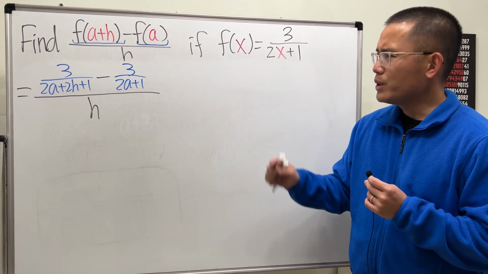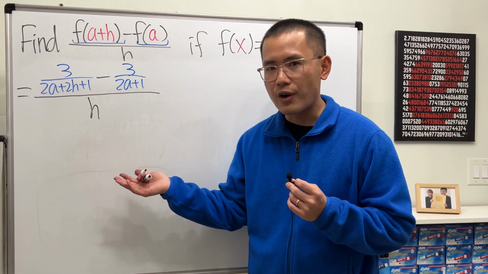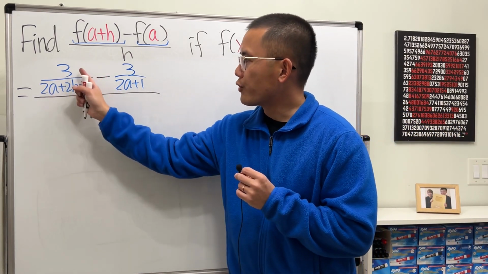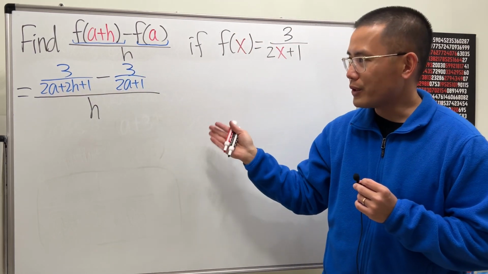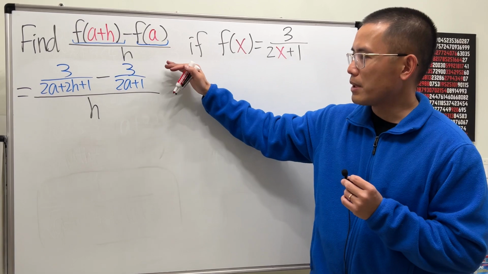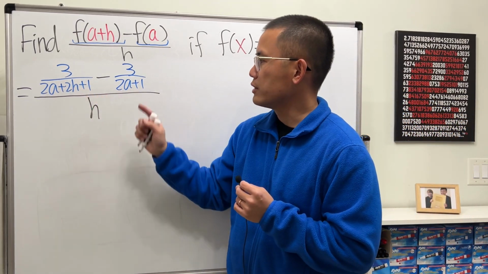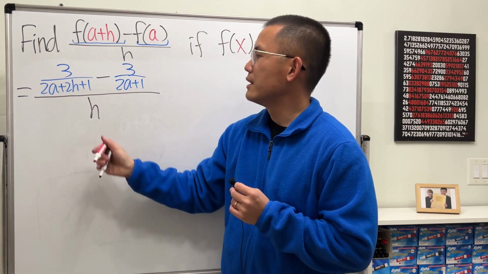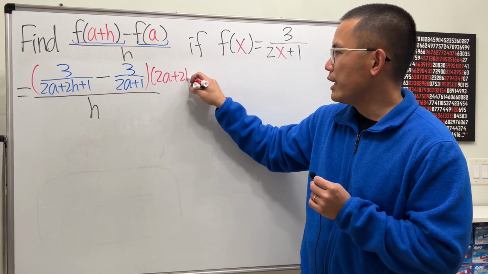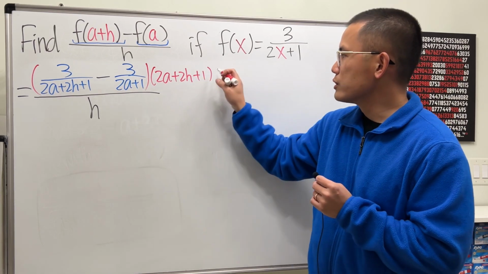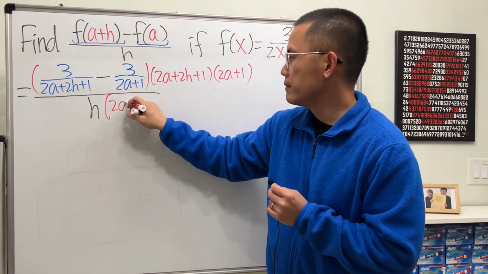Now, how are we going to take care of this though? Well, here we have a complex fraction or a compound fraction, meaning that we have one little fraction, two little fractions inside of a big one. So in this case, I would recommend you guys to multiply the top and bottom by the least common multiple of the small fractions, which is just this times that. So multiply the top by 2a plus 2h plus 1, and then also the 2a plus 1. And do the same thing on the bottom.